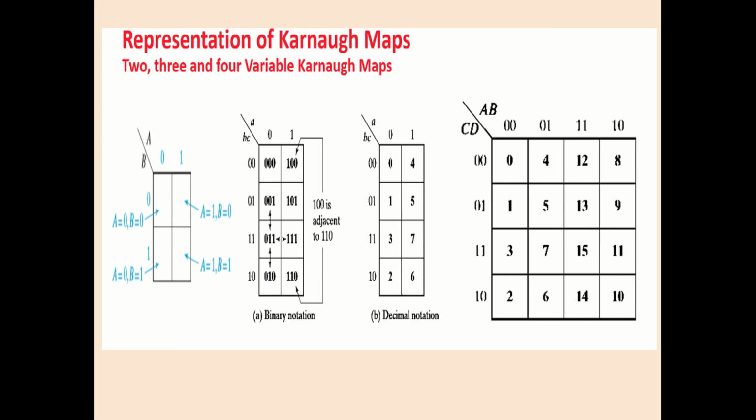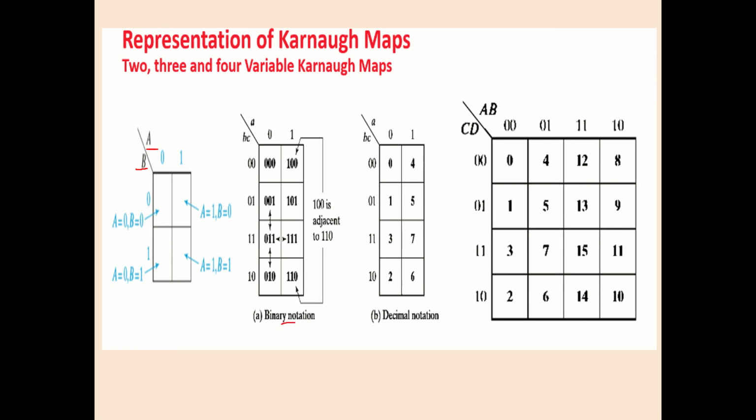Here are the representations of 2 variable, 3 variable and 4 variable K-maps. So here this is a 2 variable K-map, as we can represent 2 variables here, A and B. So here 0, 1, 2, 3. This 2 variable K-map contains 4 cells.